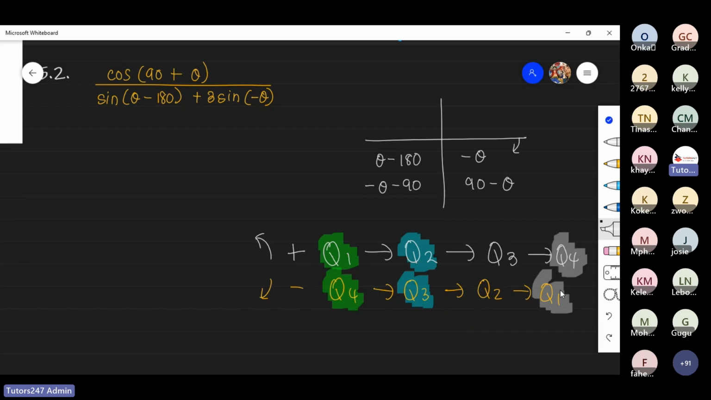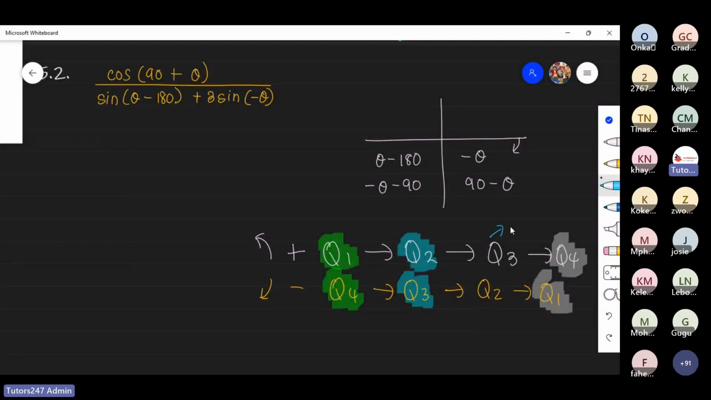When you're doing the positive CAST diagram, it's anti-clockwise: quadrant 1, quadrant 2, quadrant 3, quadrant 4. When you are doing your negative CAST diagram, it's the reverse. It's going in a clockwise direction, meaning quadrant 4, quadrant 3, quadrant 2, quadrant 1, in reverse, okay? Now, let us use quadrant 3 in order to get our negative quadrant 2.